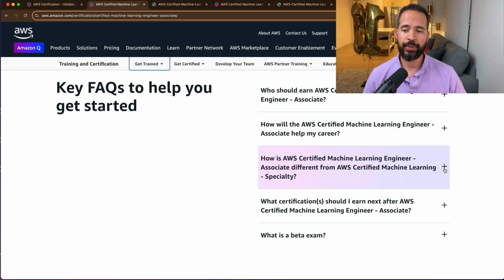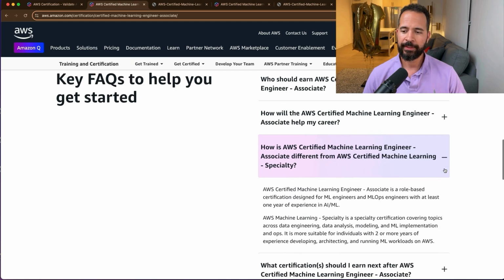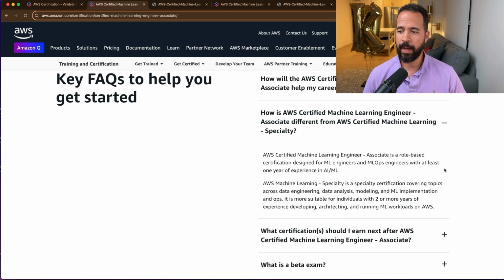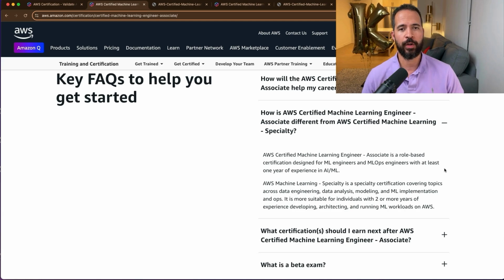The other thing I want to point you to is a frequently asked question. How is the AWS Certified Machine Learning Engineer Associate different from the AWS Certified Machine Learning Specialty? It says here, and again, some of the things we've already talked about, the associate is a role-based certification designed for ML engineers and MLOps engineers with at least 1 year of experience. The AWS Machine Learning Specialty is a specialty certification covering topics across data engineering, data analysis, modeling, ML implementation, and operations, and is suitable for individuals with 2 or more years of experience developing, architecting, and running ML workloads on AWS.